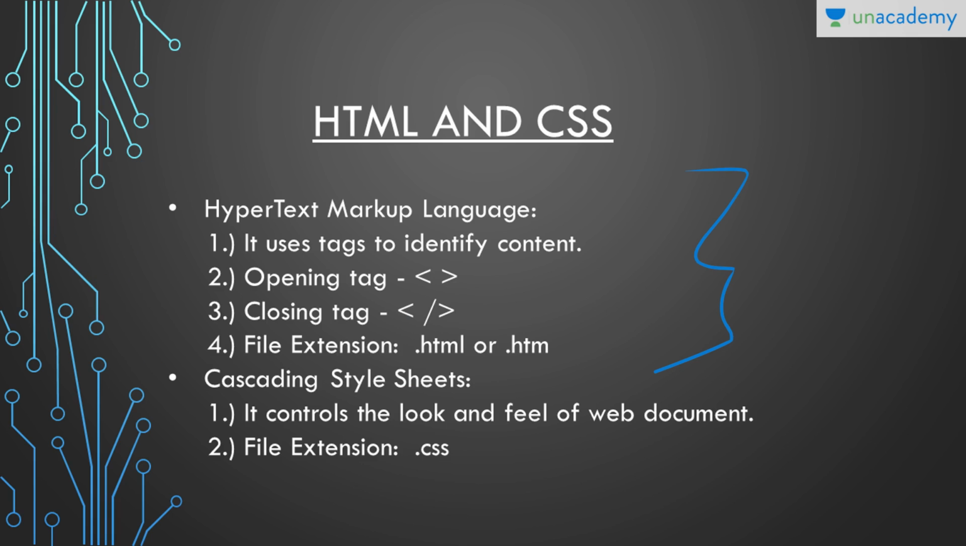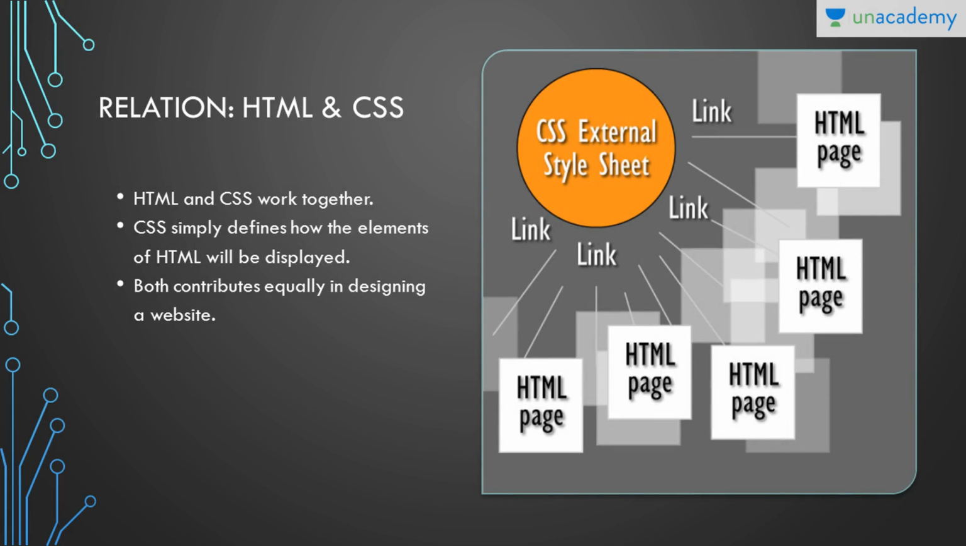In the same way, CSS is the cascading style sheets. It's nothing but it controls the looks and feel of our web document. That is, it gives a better presentation and better looks for our HTML documentation, right? And in the same way, when we save a CSS file, we will use the .css file extension. Okay, so in this way CSS is used to make our HTML document look better, and we can simply present an HTML document in a better way using CSS, right? Okay, so you can see here the relation between HTML and CSS.